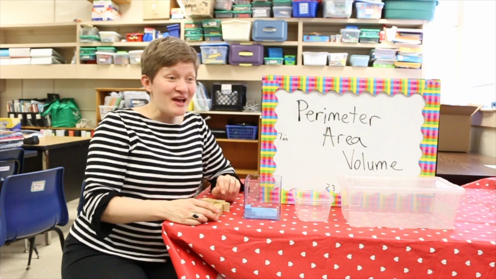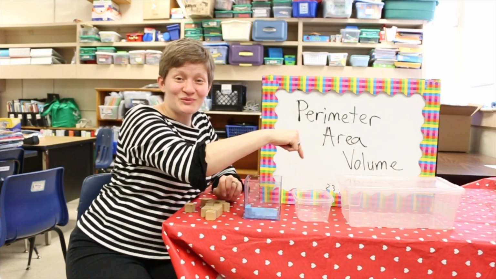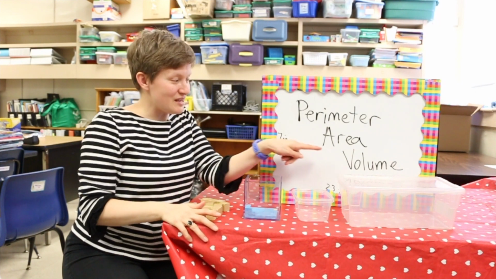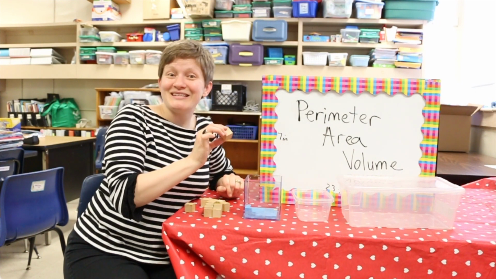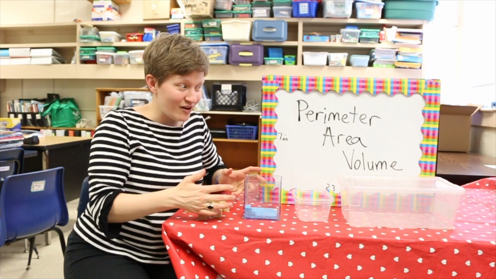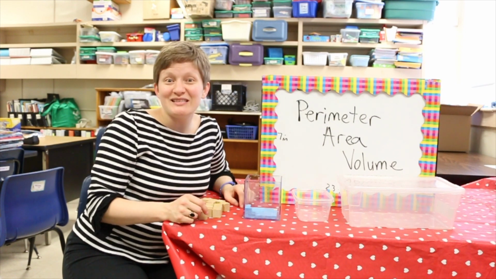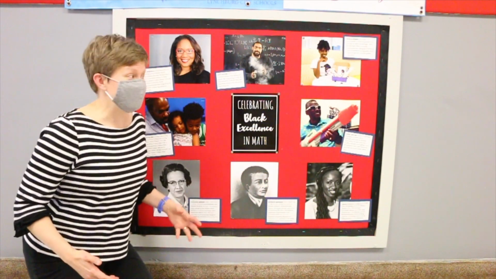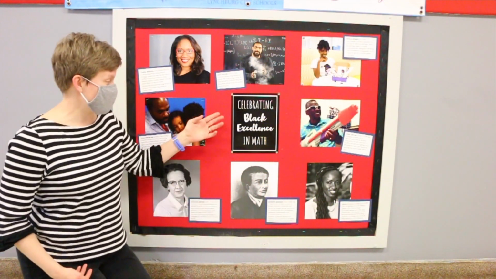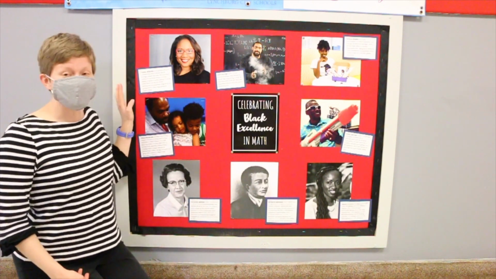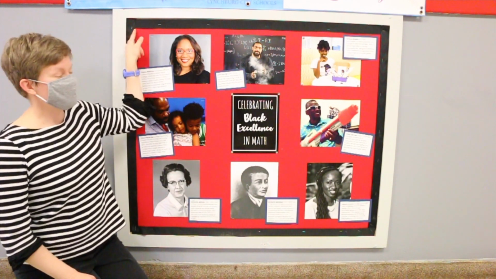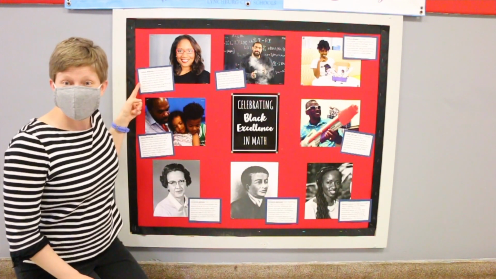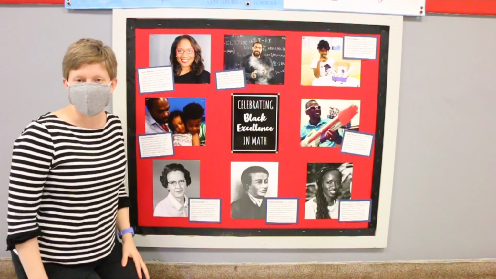So now that we've heard about how perimeter is the distance around, and area is how many square units it takes to cover a surface, and volume is how many cubic units it takes to fill a container, why don't we look around the school and see if we can see some other examples of perimeter, area, and volume? Come with me. Hey, I found one. Here's a bulletin board in our hallway celebrating Black excellence in math, and when the person created this, they needed to measure the perimeter of the bulletin board, that's the distance around, to see if they had enough ribbon to go all the way around. Cool, we found a perimeter.